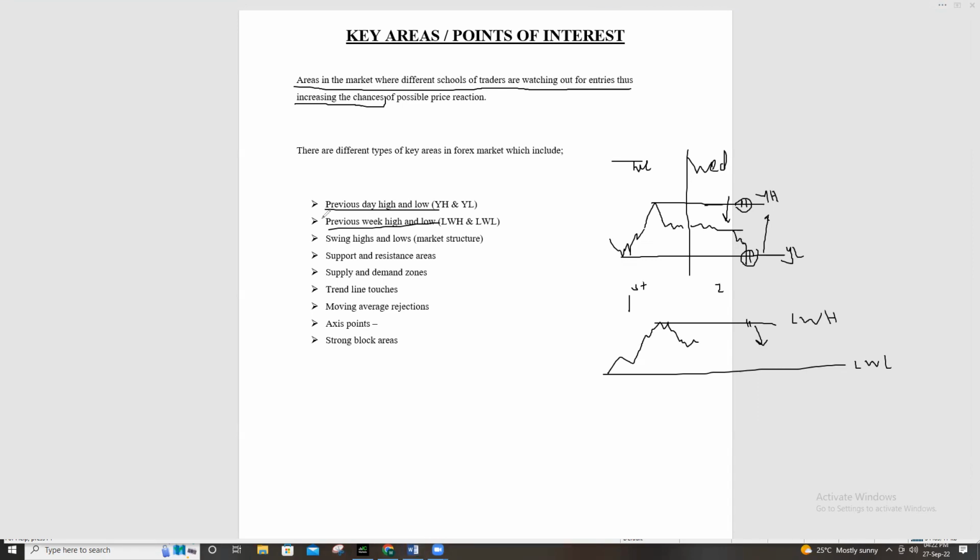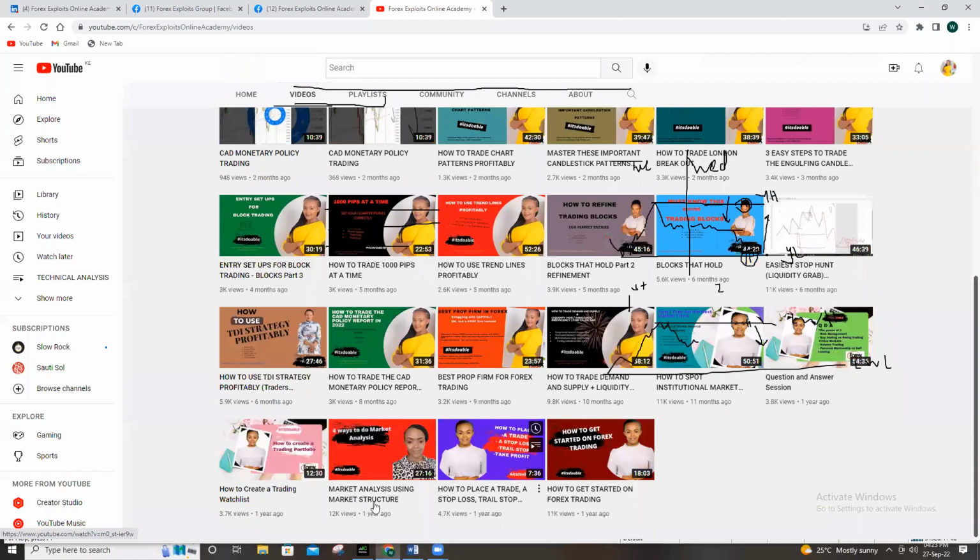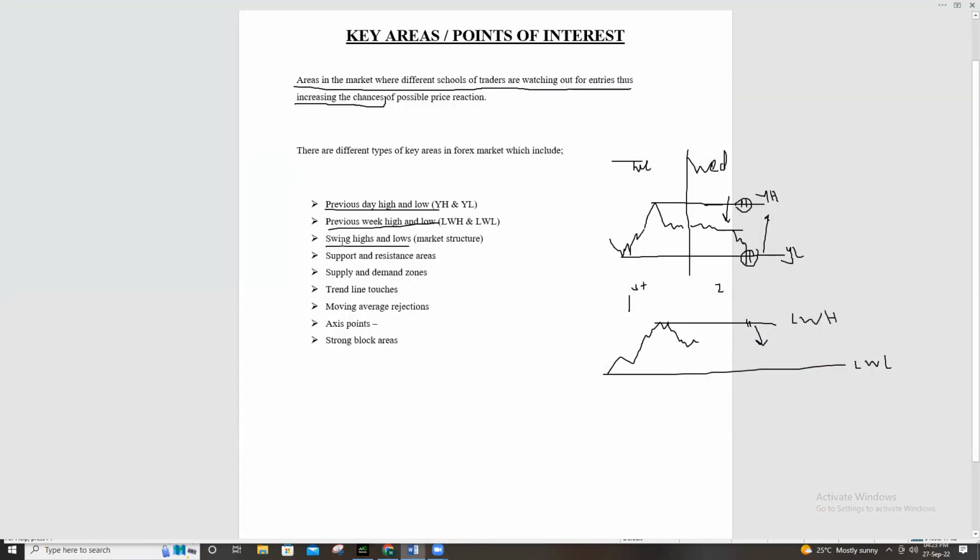So moving on, we have the swing highs and swing lows. For swing highs and swing lows, this is basically market structure. I think I've sung the song on market structure enough times. Any trader who wants to be a successful trader, this is the video you need to master inside out. Market structure is king when it comes to trading. And of course, it is also giving us a key level where we talk about the swing highs and swing lows.